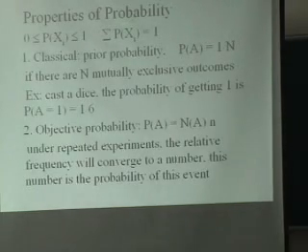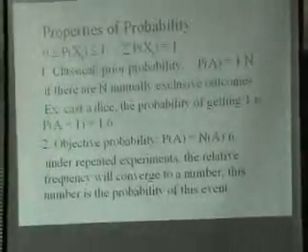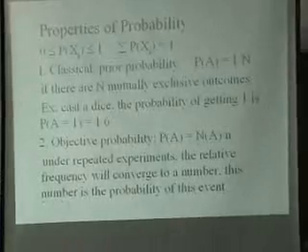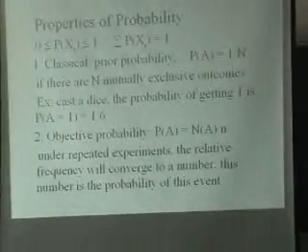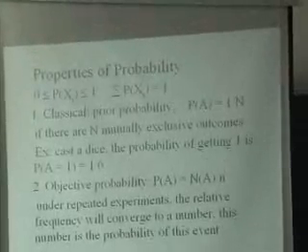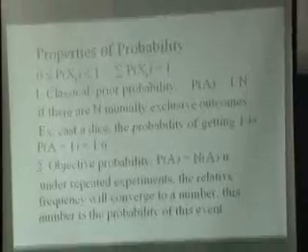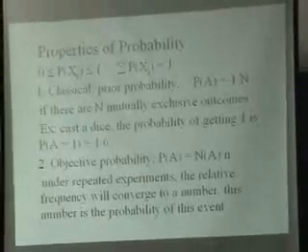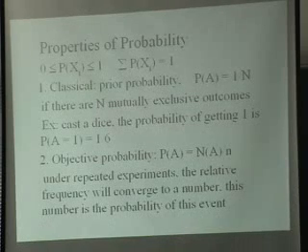Okay, and we now introduce the properties of probability. For every event, the probability is greater than or equal to 0 and less than or equal to 1. And if you put all of the events together, the probability should be equal to 1. So that is the formula there, okay?